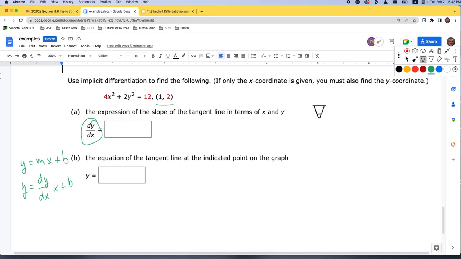What time is it? Yeah, we'll have some time to take a look at it.